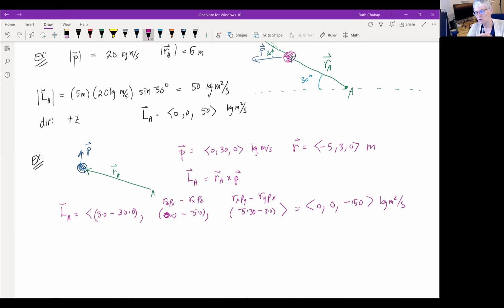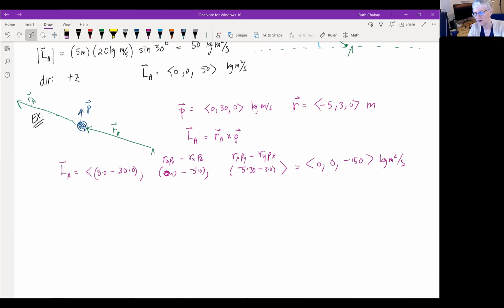And is that the right direction? Well, we can check with our hand. If we move this R vector so it's up here, we curl our fingers from R to P, and our thumb sticks into the board, so it looks like the negative z direction. So I think the message here is that it helps to write out the formula before you start plugging things into it.